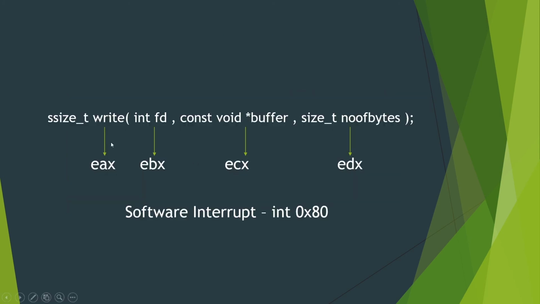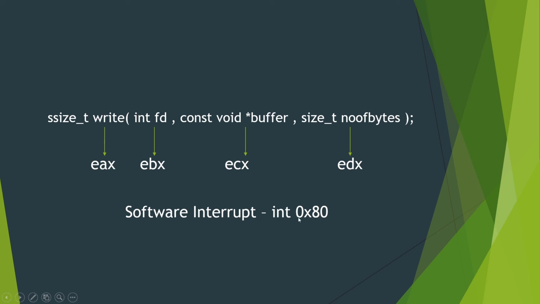Now in assembly language we need to put the write system call number, which is 4, as we have seen in the previous slide, in the EAX. The file descriptor value we put in EBX, the data in ECX, and the number of bytes of data in EDX.